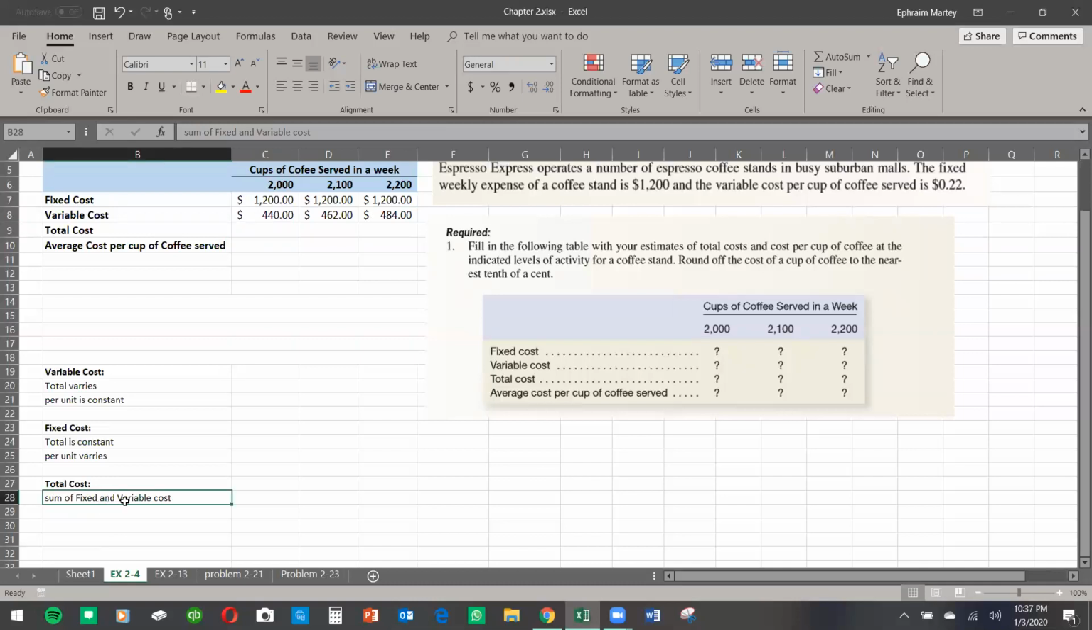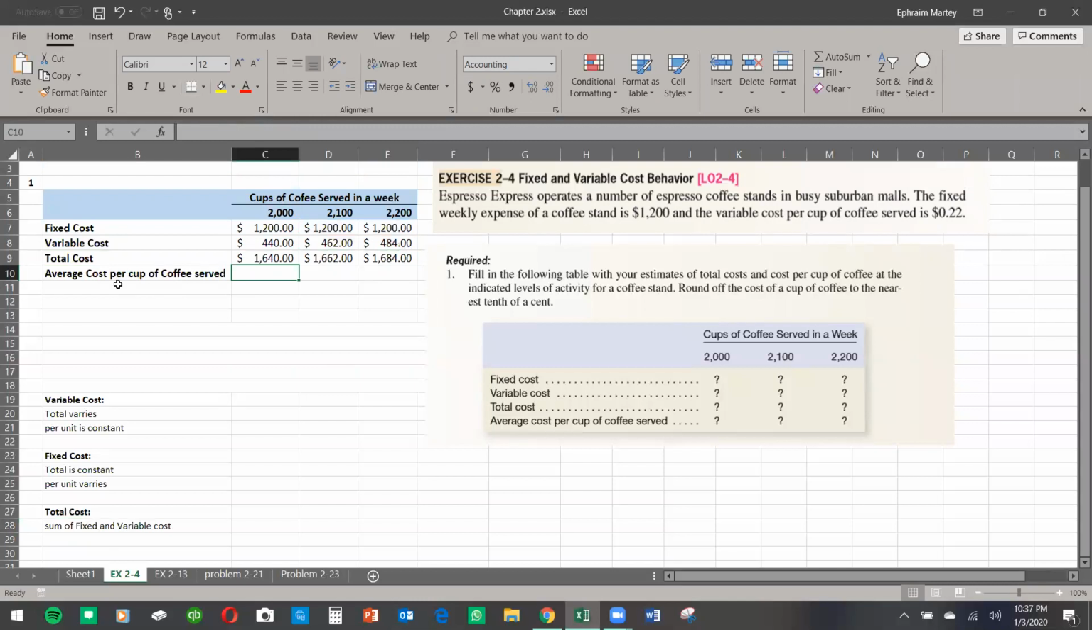Now, total cost. Total cost is the sum of fixed and variable costs. The total cost is the sum of these two costs. So here we will have this fixed cost plus the variable cost. To save you some time, you just drag it over and it computes the rest for you. So these are the total costs.